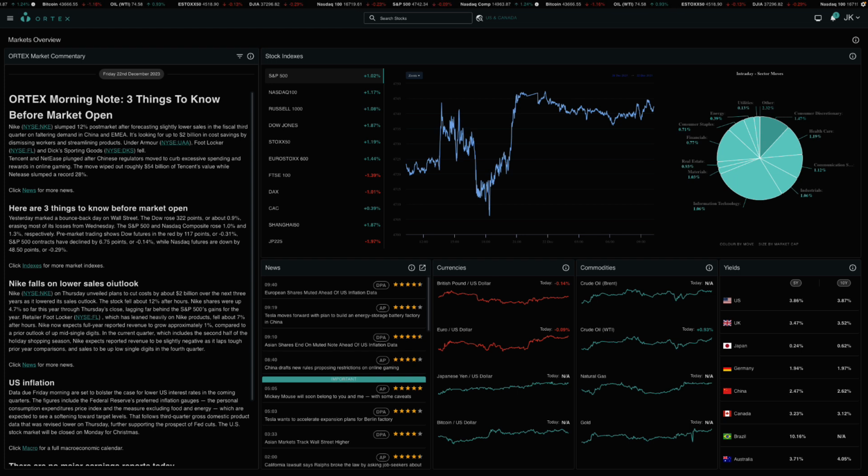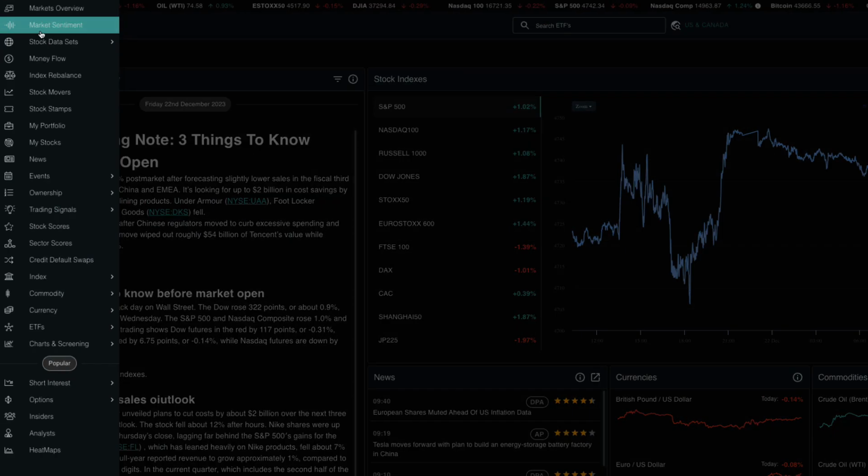Using ORTEX, investors can get timely and accurate understanding of extremely valuable datasets that have historically been notoriously difficult and incredibly expensive to access. Short interest.